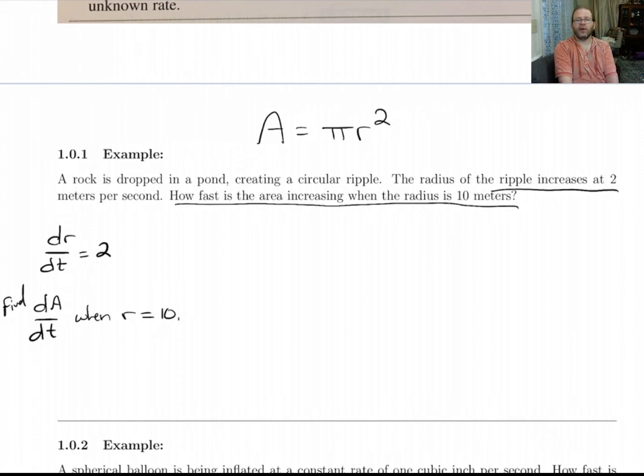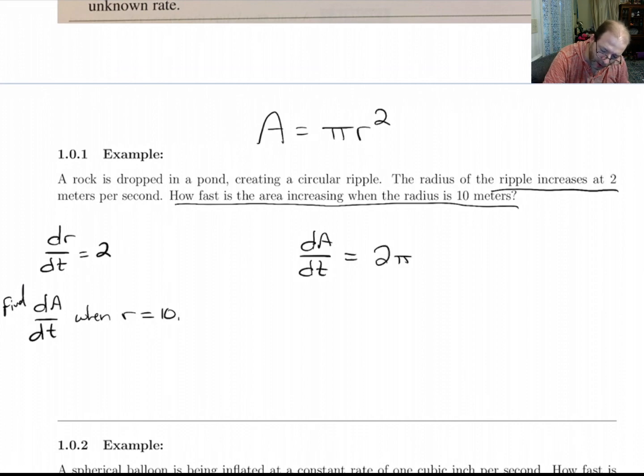I've already got the equation that relates area to radius. If I take its derivative with respect to time, the derivative of A is 1 times dA/dt. Derivative of pi r squared: r is my variable, and remember, pi is just a constant. So the derivative is 2 pi r times dr/dt. So that's our rate equation. And we're supposed to find dA/dt when r equals 10. Well, we've got everything we need to solve it.